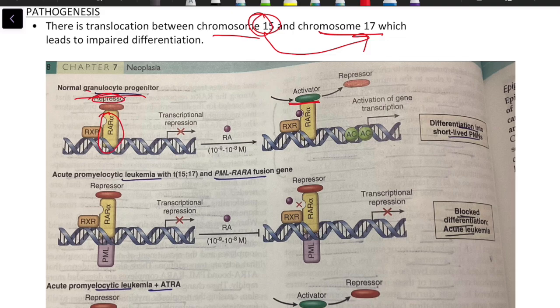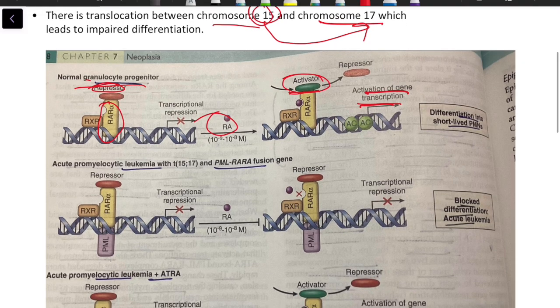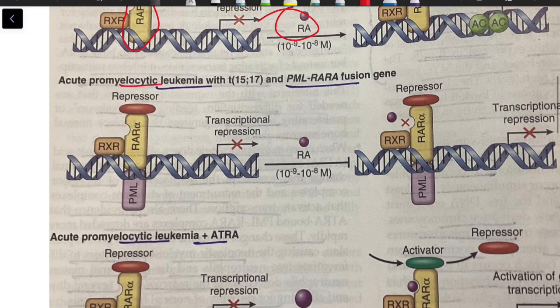So normally in a granulocyte progenitor, this RAR alpha protein is attached to a repressor, which ultimately leads to transcriptional repression. But when retinoic acid, the active form of vitamin A, binds to this RAR alpha transcription factor, then the repressor is not able to bind to it, and the activator protein binds. This ultimately leads to gene transcription, which leads to the differentiation of this progenitor, and that results in a normal maturation of these cells.